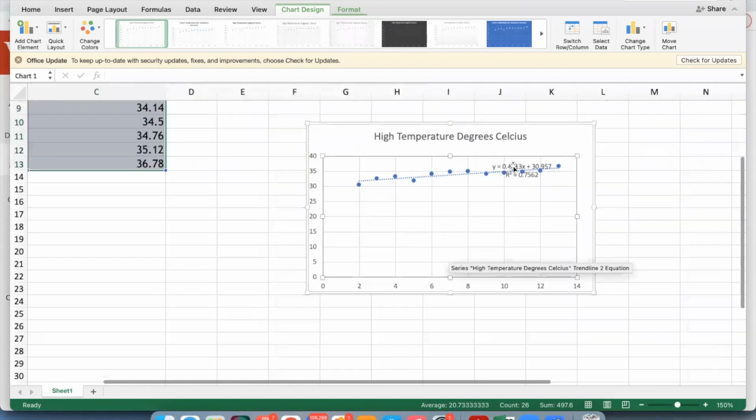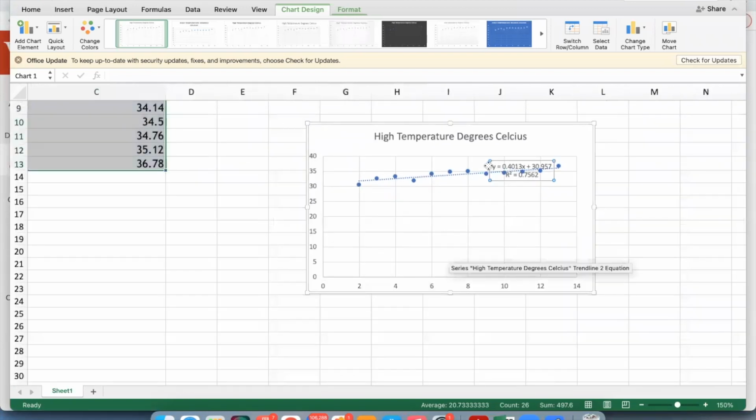I'm just trying to grab that equation and move it so it's not in the way. There we go. Okay, now there's our equation. There's our R squared. It won't give me R. I'm going to have to do a little math to figure out R, my correlation coefficient, just by taking the square root. But here's my slope. There's my y coordinate of my y-intercept.